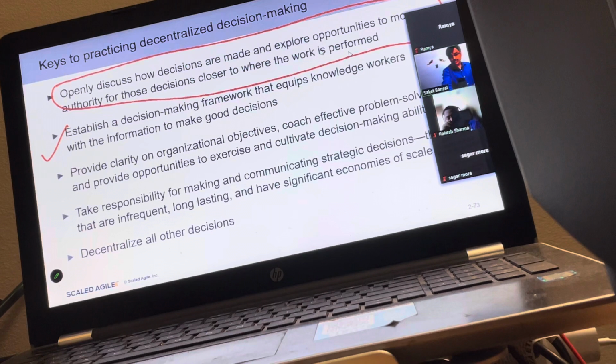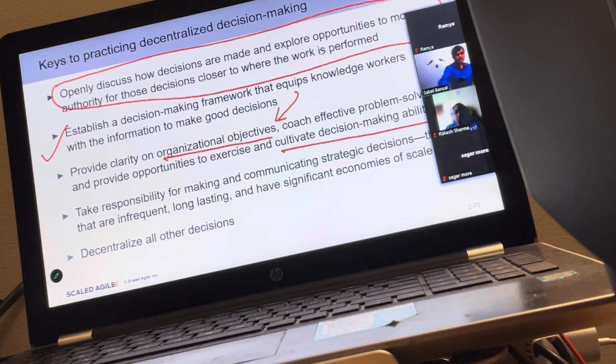Provide them clarity on what the organization's objective is. The framework will clarify what the company is trying to achieve. Maybe customer satisfaction is more important for us, or the cost saving is more important for us. What are the priorities? Once they have clarity, they can make the right decision. We need to help the team by educating them, providing some problem solving skills so that they can make decisions on a frequent basis.